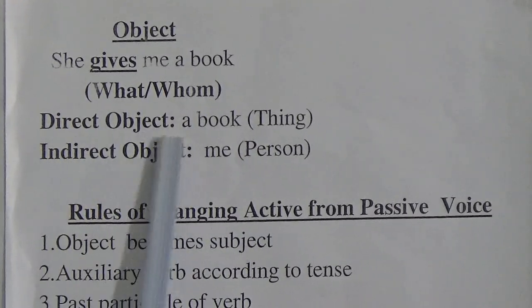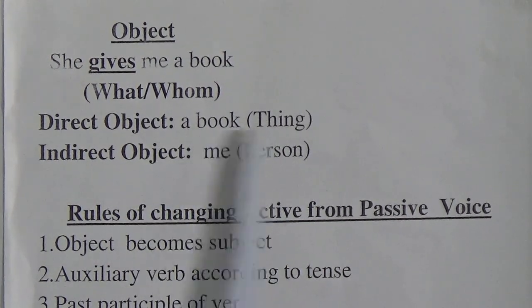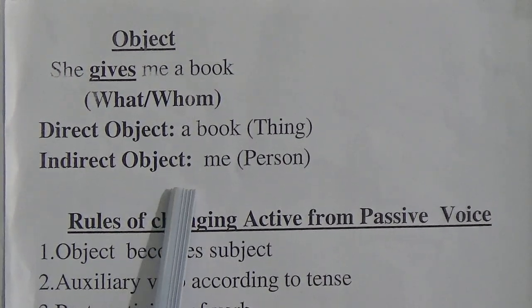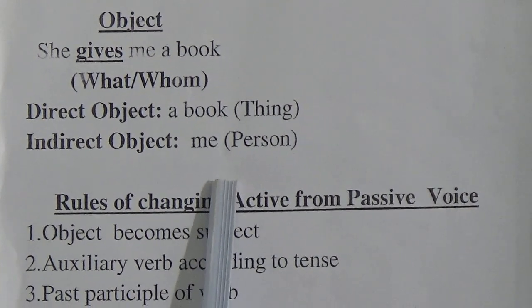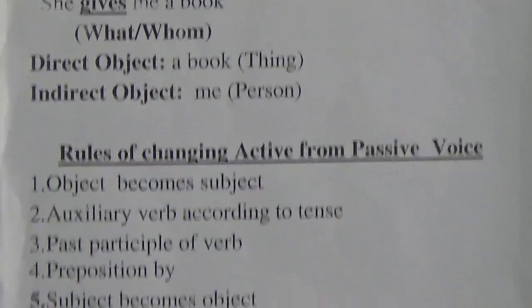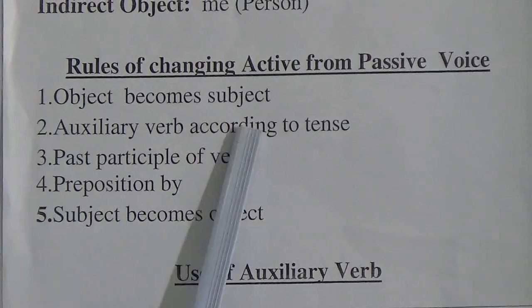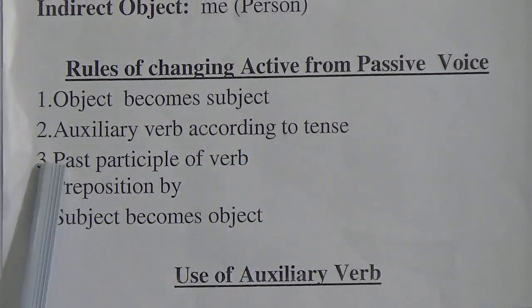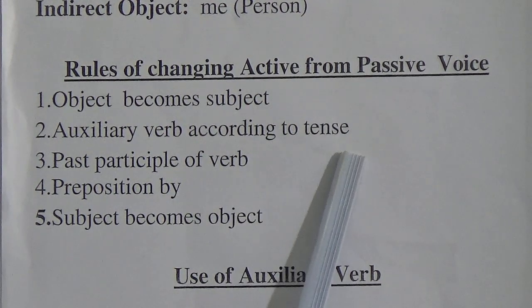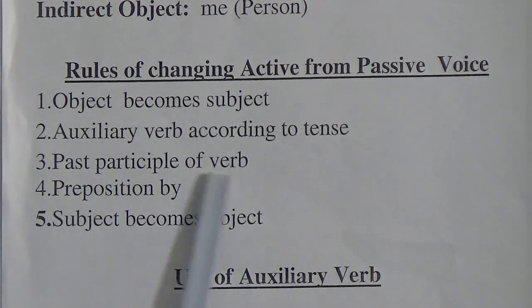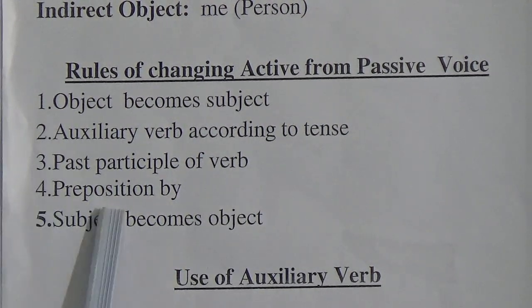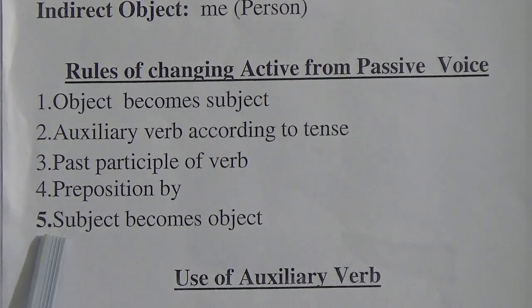A direct object will always be a thing, like a book, and an indirect object will always be a person, like me, her, them. So we will again move to the rules of changing active to passive voice. Number one, object becomes subject. Number two, auxiliary verb according to tense. Number three, past participle of verb. Number four, preposition by. Number five, subject becomes object.